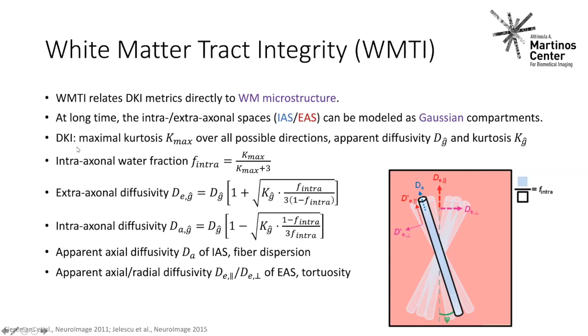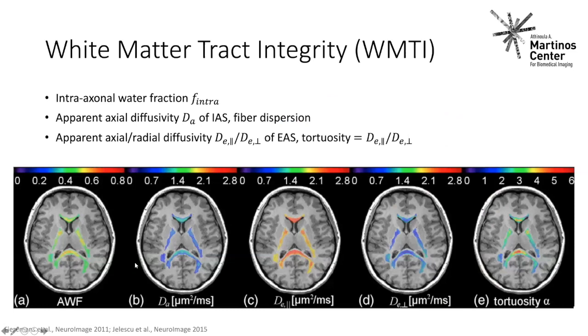And then we use some metrics from DKI. We use maximal kurtosis over all possible directions, apparent diffusivity and apparent kurtosis in gradient direction G hat. And then we can estimate intra-axonal water fraction, extra-axonal diffusivity, intra-axonal diffusivity, apparent axial diffusivity of intra-axonal space, apparent dispersion, apparent axial and radial diffusivity of extra-axonal space, and their ratio called tortuosity. And here are some typical WMTI maps in white matter.